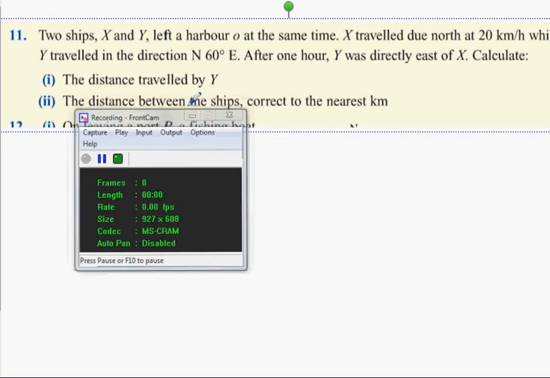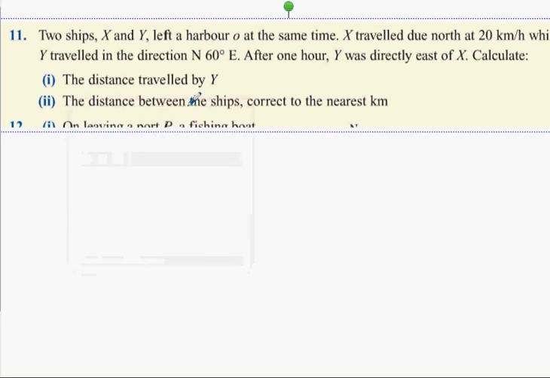Now, what we have next is two ships, X and Y, left the harbour O at the same time. X travelled north at 20 kilometers an hour, while Y travelled in direction north 60 degrees east. After 1 hour, Y was directly east of X. Calculate the distance travelled by Y.